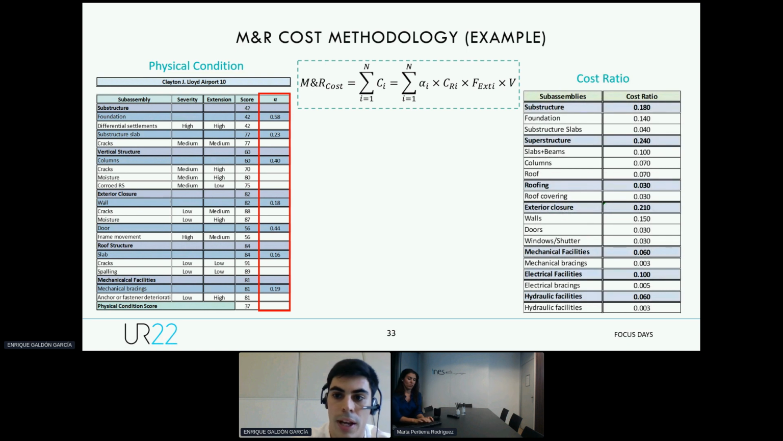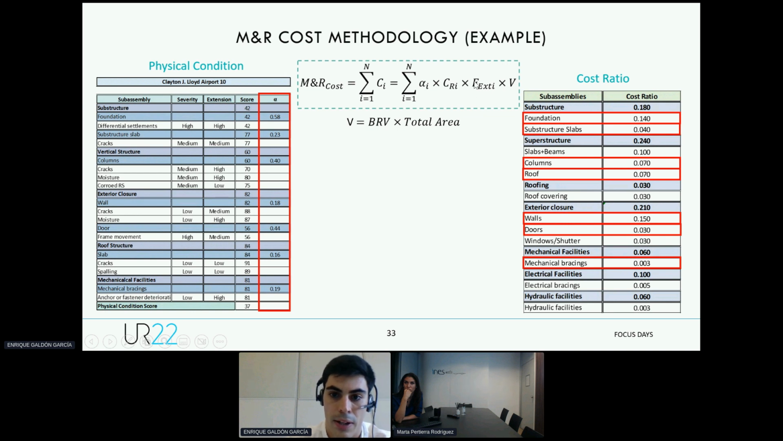Then we have another value that is called the cost ratio. The cost ratio is the proportion of the cost of the subassembly compared to the total cost of the building. So in this case, these are the subassemblies that have some damages. So we should select the cost ratio of these subassemblies.